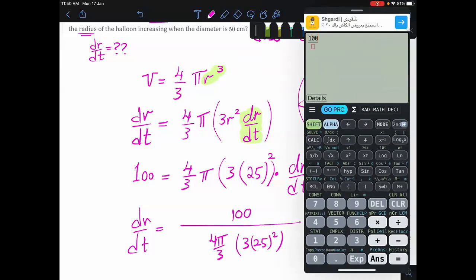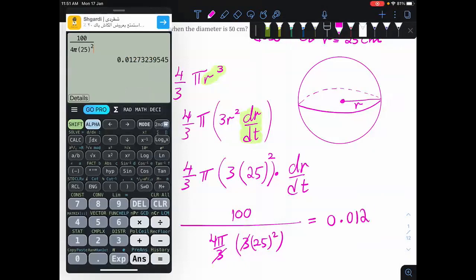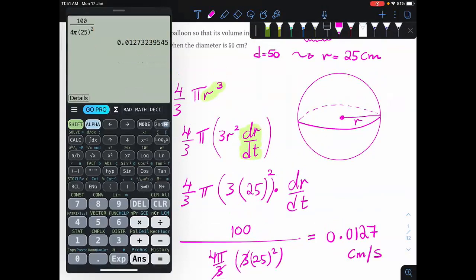Fraction 100 over 4 pi over 3. We can cancel the 3 out, so it's 4 pi times 25 all squared. So it's 0.0127. And we said the radius is in centimeters, so centimeters per second. And rate.